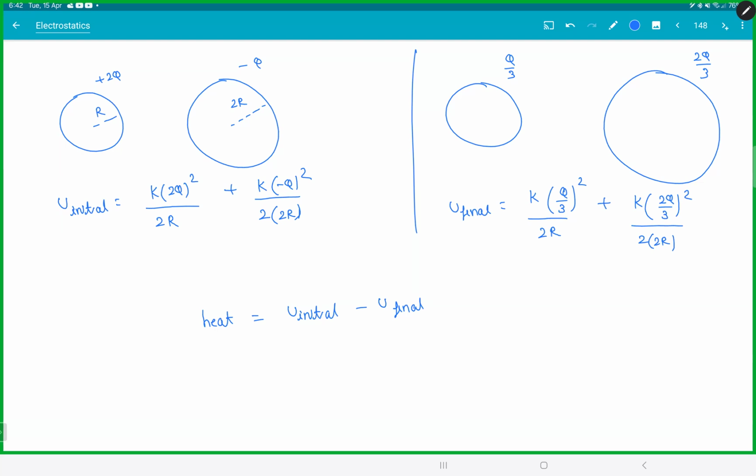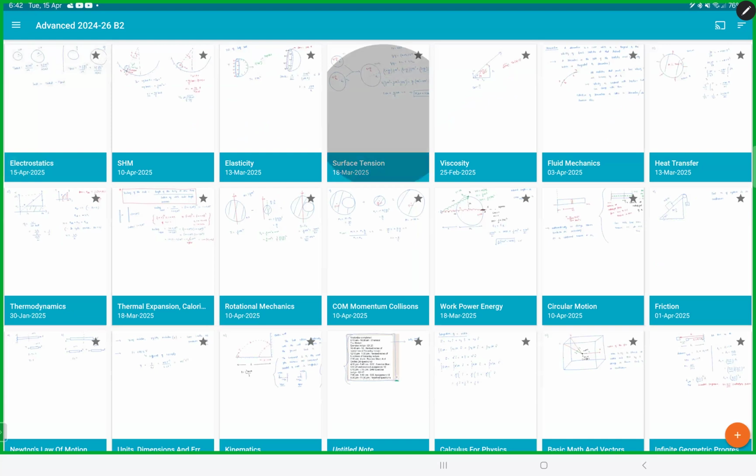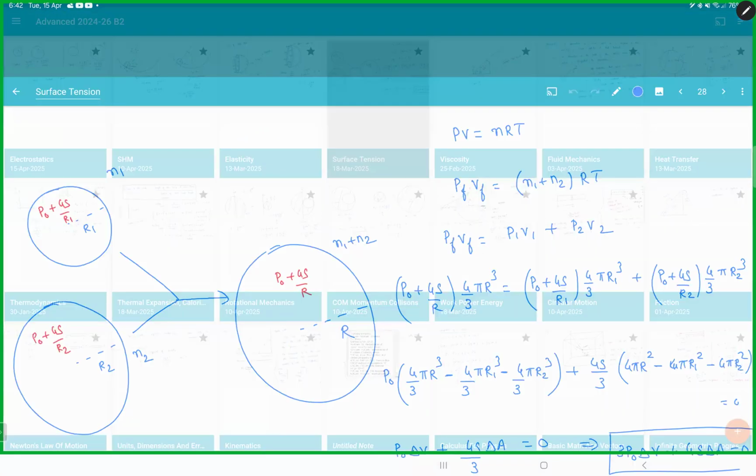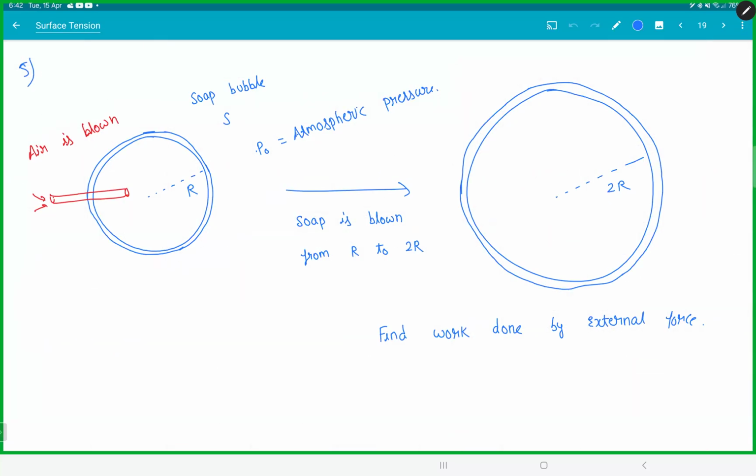Clear with this? You know how else they can ask this question? If you remember this question in surface tension, anyone remember this question? We have a soap bubble of radius r. Someone kept a pipe and started blowing air and the radius became 2r.